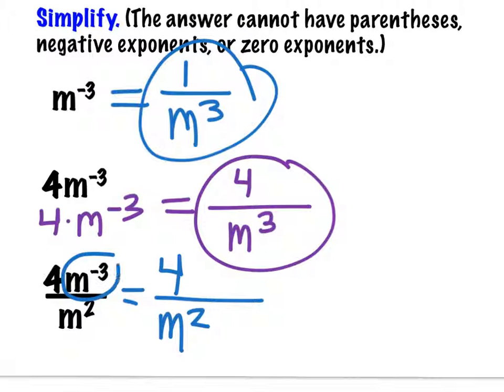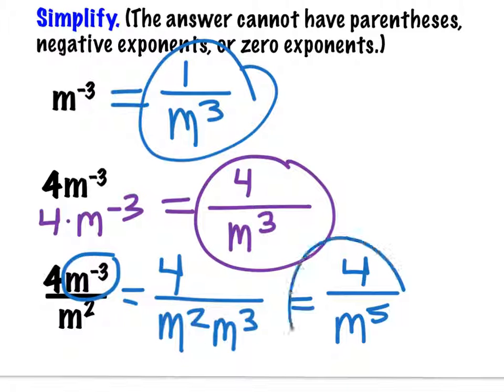But it's this m to the negative 3 that needs to relocate. There's a negative exponent, so we must move the base down to the denominator of the fraction, and we'll write m to the positive third. So I've moved the m to the negative third to the bottom and rewritten it as m to the positive third. And then we know from our exponent rules that m to the second power times m to the third power is equal to m to the fifth power. So our final answer is 4 over m to the fifth power.